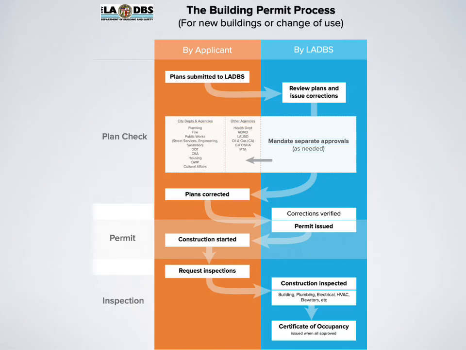Here you can see a better idea of this whole process. It shows the responsibilities of the applicant on the left-hand side and the responsibilities by the building department, in this case LADBS, on the right-hand side. It also shows you what has to be done during plan check, during the permit, and during inspection processes. You can see that there's a lot of back and forth that occurs during this.